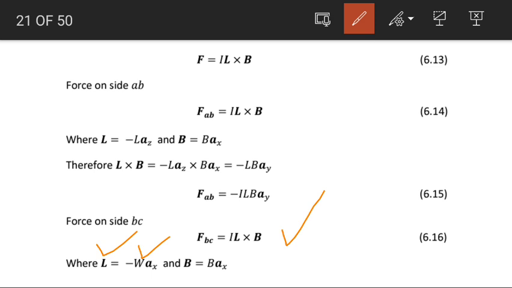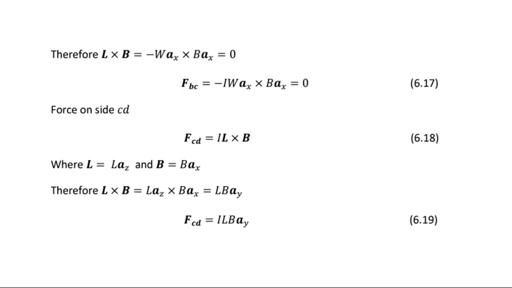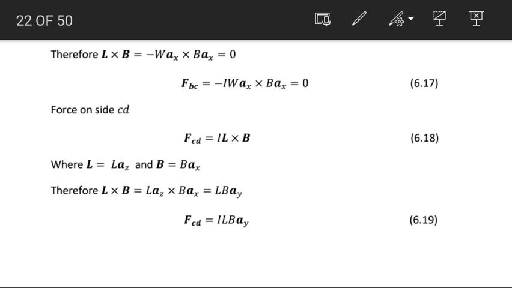You see, the width of the conductor is W, so the length vector of side BC will be equal to minus W ax, and as B is in the direction of the unit vector ax, L cross B in this particular case results in 0. So there is no force on side BC of this current carrying loop.